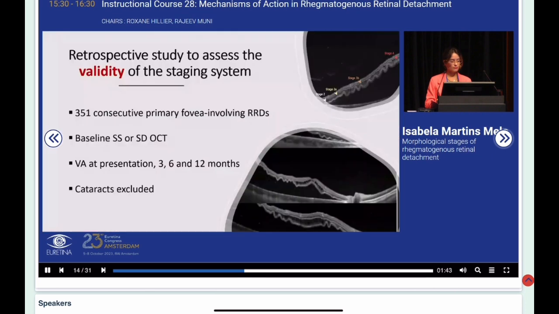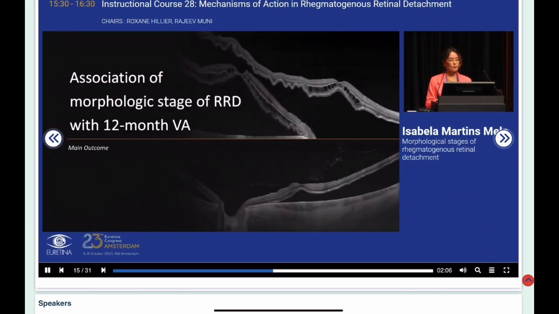And so this year we decided to do a larger retrospective cohort study to assess the clinical validity of our staging system, and we included 351 consecutive patients. We used baseline swept source or spectral domain OCT. Visual acuity was obtained at presentation, 3, 6, and 12 months, and we excluded visually significant cataracts. And now our main outcome was the association of the stages with 12-month visual acuity.